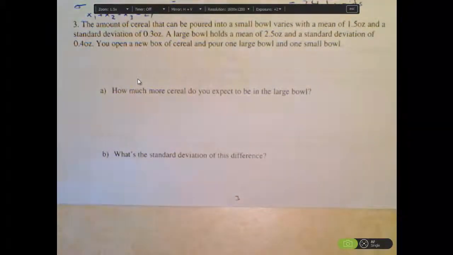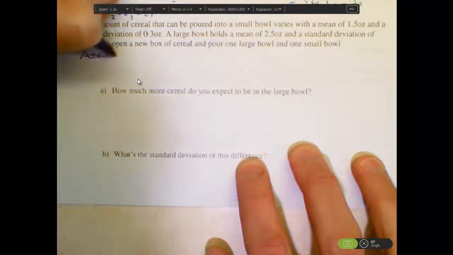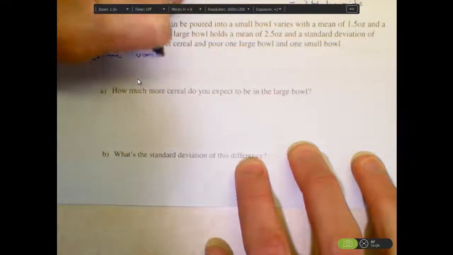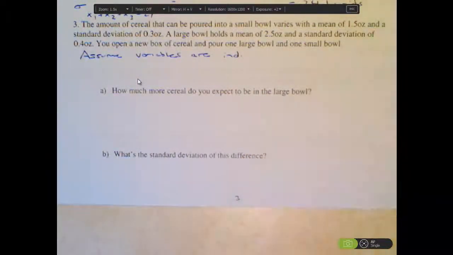I have to assume the variables are independent. In almost every single short answer or multiple choice question I've seen on the AP, it always says they're independent, or they assume that they were independent. And that's a huge hint that it's going to be something dealing with random variables. Okay, so I need to define 2 random variables.